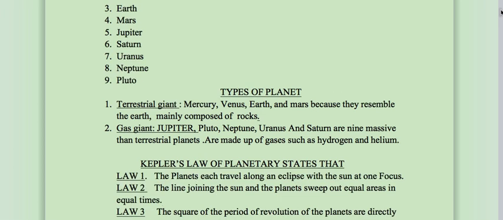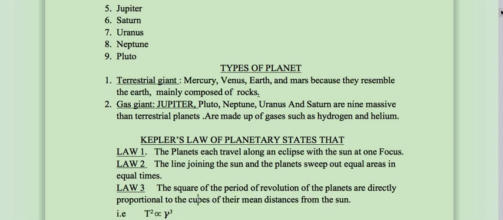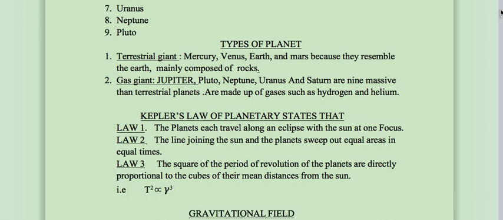Now, Kepler's laws of planetary motion state that Law 1: the planets each travel along an ellipse with the sun at one focus. Law 2: the line joining the sun and the planet sweeps out equal areas in equal times. Law 3: the square of the period of revolution of the planet is directly proportional to the cube of its mean distance from the sun. That is, T squared is directly proportional to r cubed. This is the mathematical form for us to understand Law 3.